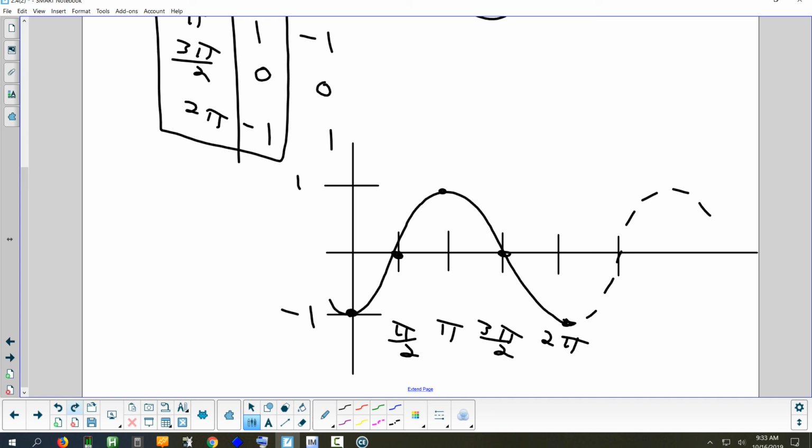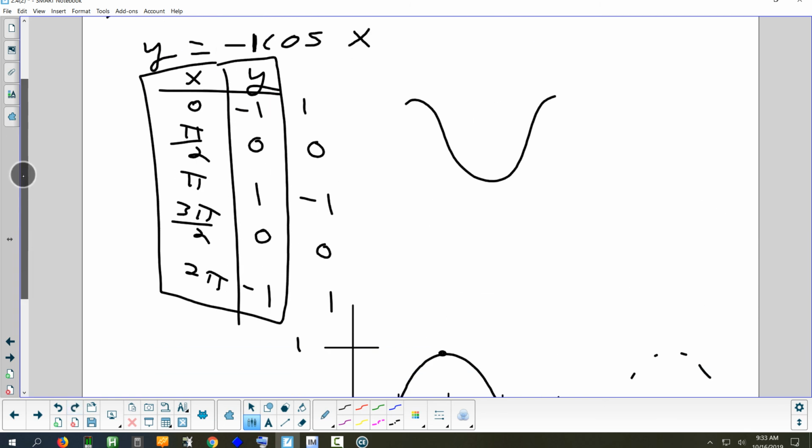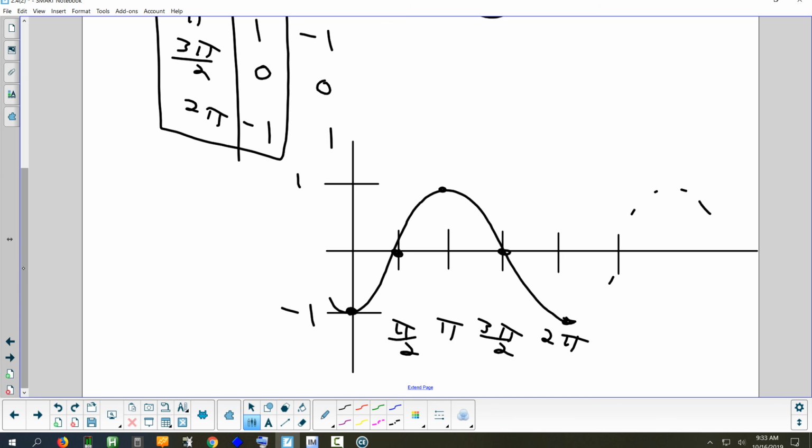You don't need the dotted part. Okay. So any questions on that? So not really an amplitude change, but it still falls under the same set of rules because it's like you're multiplying by a number in front. It's just the number in front was a negative 1. So the 1 doesn't change the height, but the negative flips it. Okay, so that's amplitude change.